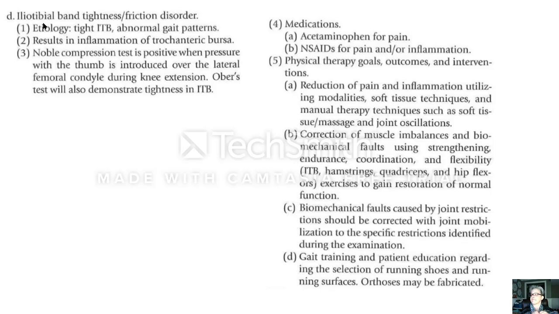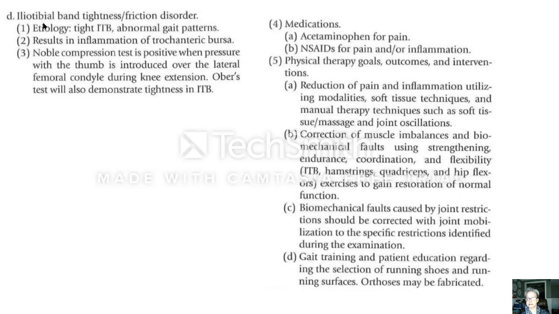Medications: acetaminophen for pain, NSAIDs for pain and/or inflammation. Physical therapy goals, outcomes, and interventions include reduction of pain and inflammation utilizing modalities, soft tissue techniques, and manual therapy techniques such as soft tissue massage and joint oscillations, and correction of muscular imbalances and biomechanical faults using strengthening, endurance, coordination, and flexibility exercises to regain restoration of normal function. IT band, hamstrings, quads, and hip flexors.